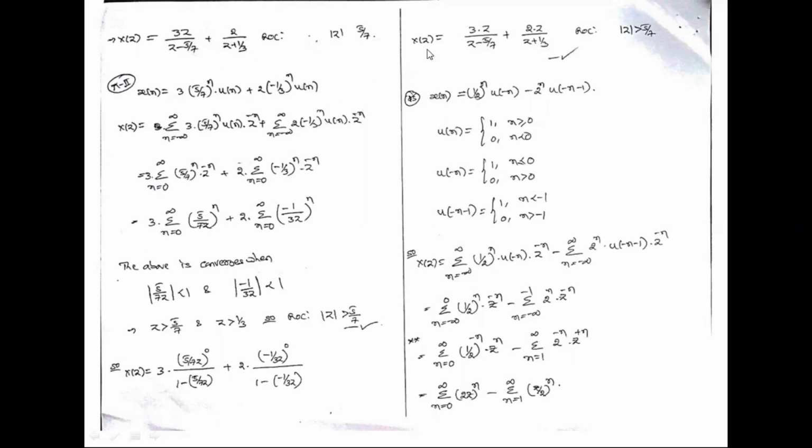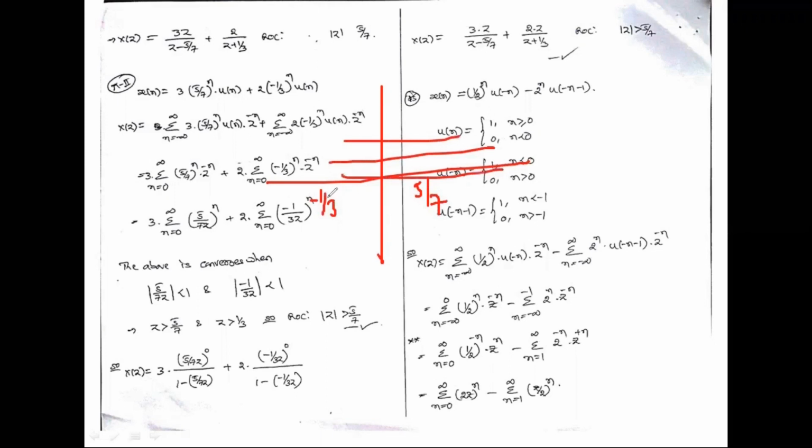Okay. So whenever, let us take here the minus 1 by 3 is there, and 5 by 7 is a positive value. So mu of n, if I am taking, so mu of n is greater than minus 1 by 3, and the 5 by 7 is also greater than minus 1 by 3.